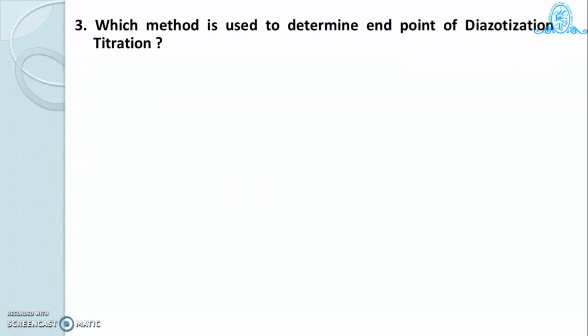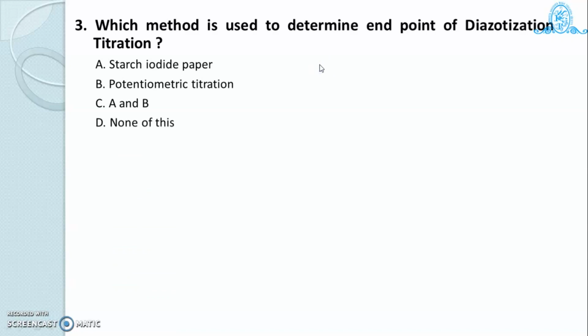Next question: which method is used to determine the endpoint of diazotization titration? The options are A, starch iodide paper, B, potentiometric titration, C, A and B both of the above options, and D, none of these. So the correct answer is C, A and B.